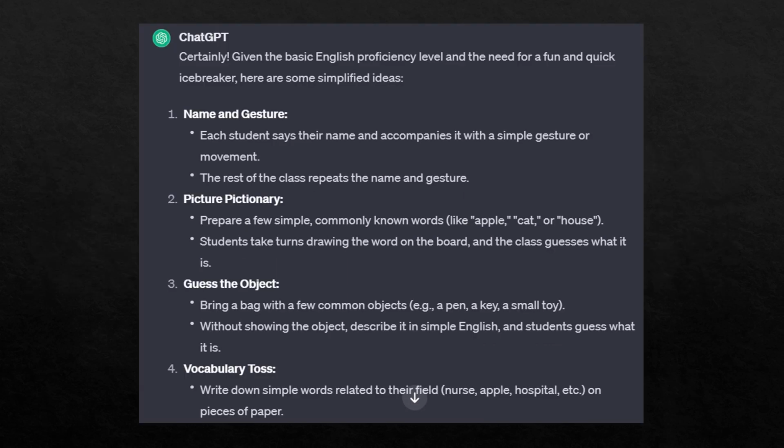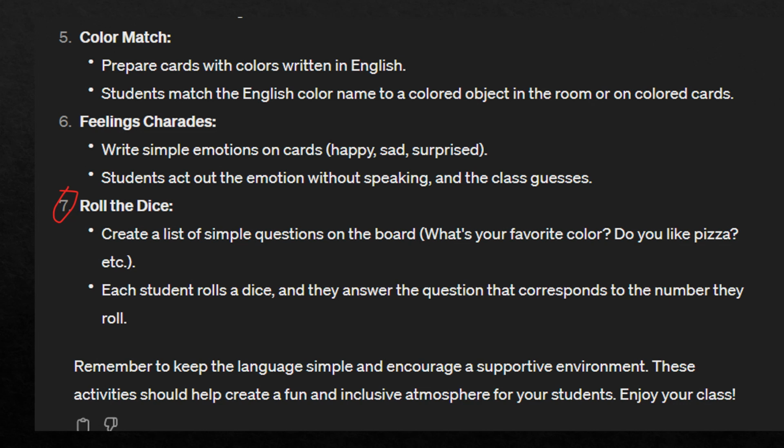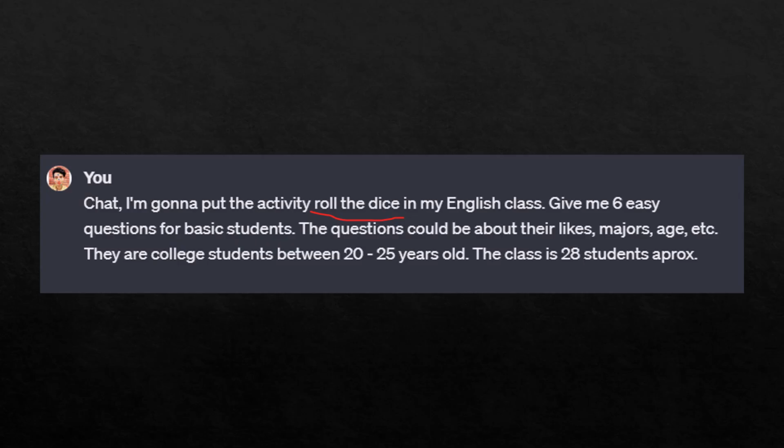So here are the answers, the options: name and picture, Pictionary, guess the object, vocabulary tools, color map, link, and number 7, roll the dice. So I analyzed these seven options, and I said, okay, you know what? Roll the dice could work. So I said, I'm going to put the activity roll the dice in my English class.